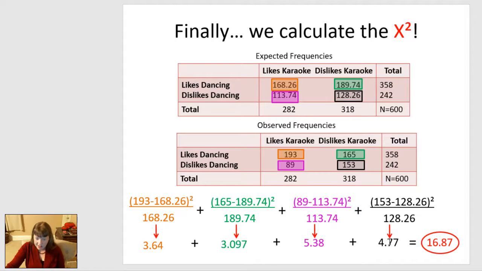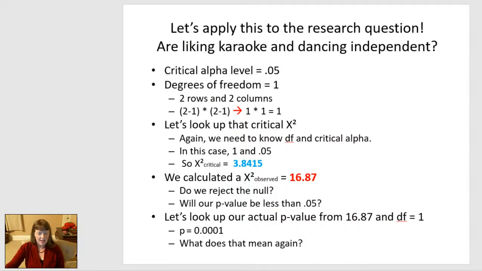It looks like if you like karaoke, you're more likely to like dancing. And if you dislike karaoke, you're more likely to dislike dancing. There are, in fact, more likely to be party people and party poopers than people who only like one. And I can know this because my calculated chi-square is bigger than my critical value. And then I'm going to know that my p is less than alpha.